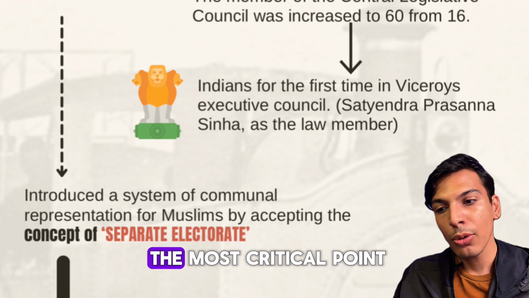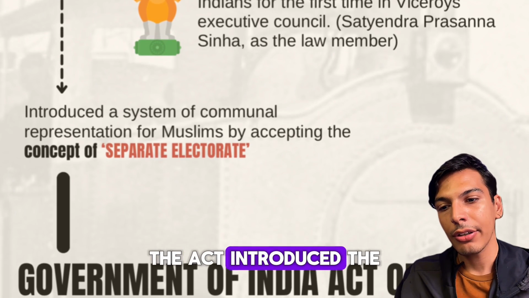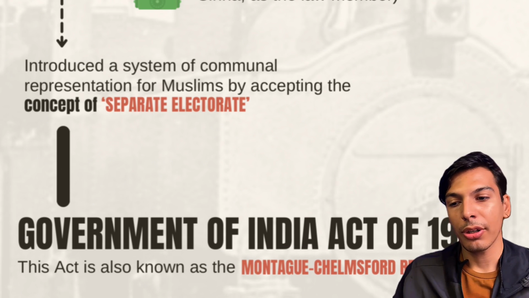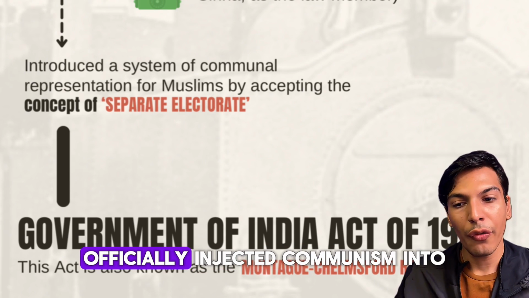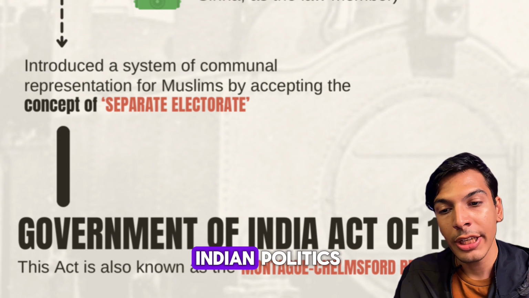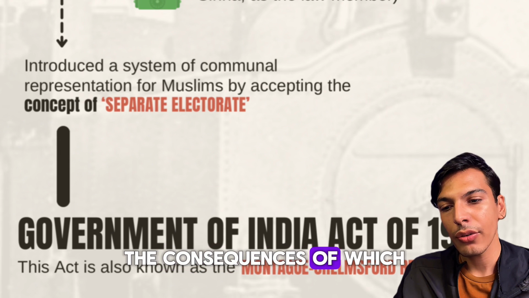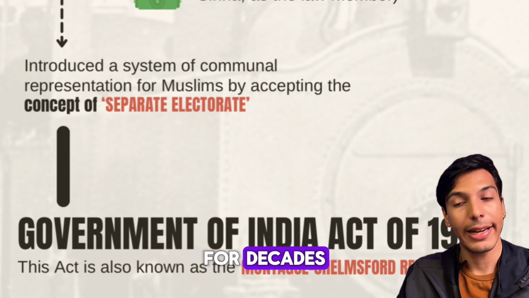And this was the most critical point. The act introduced the concept of separate electorates for Muslims. अब ये पॉइंट बहुत इंपॉर्टेंट है. समझो कि this provision officially injected communalism into Indian politics. It was a classic divide and rule tactic, the consequences of which would haunt the subcontinent for decades.